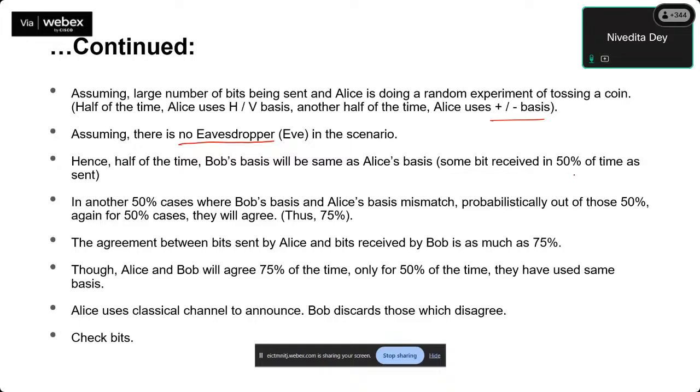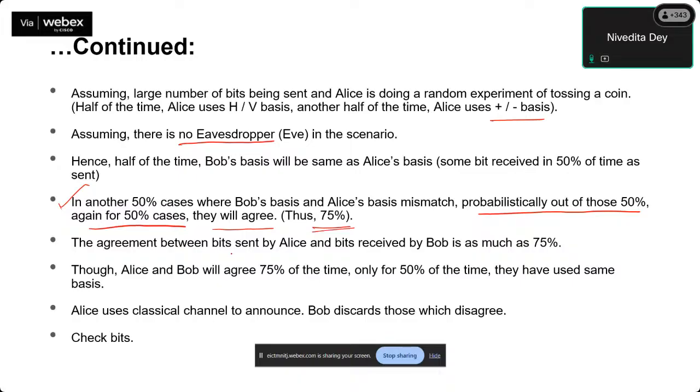Some bit is received 50% of the time as sent. In the other 50% of cases, where Bob's basis and Alice's basis mismatch, then probabilistically, out of those remaining half cases, again 50% of the cases they will agree, that is, their outcome will match. So in 75% of the cases it will match.